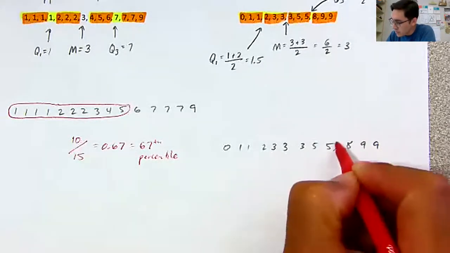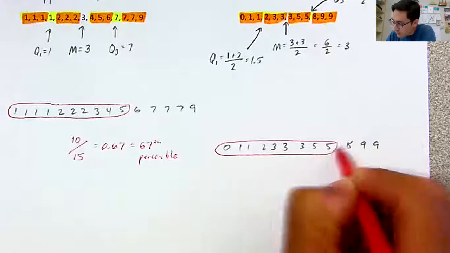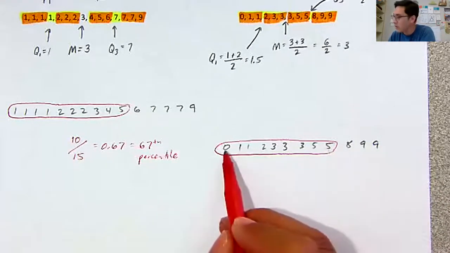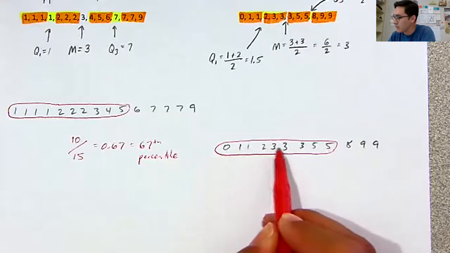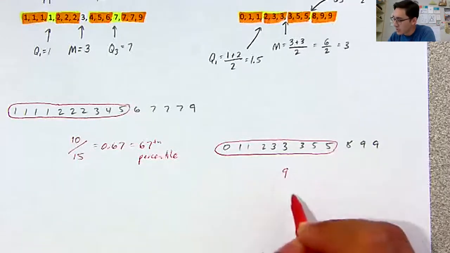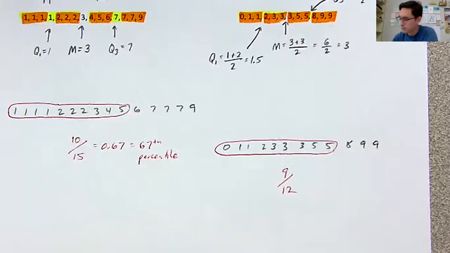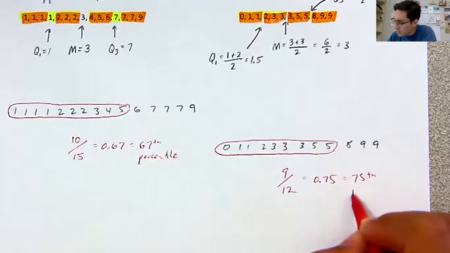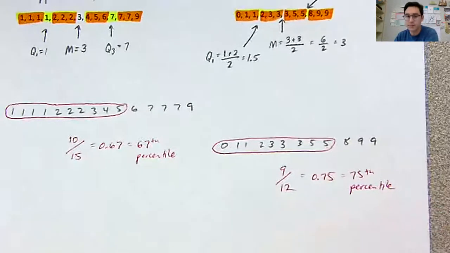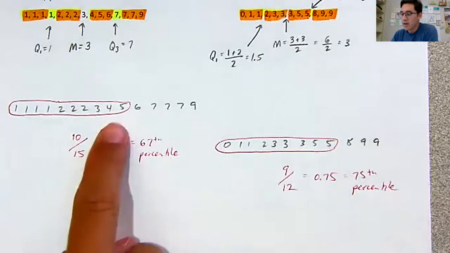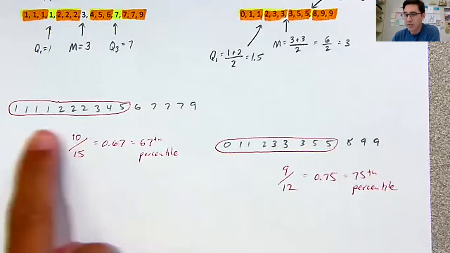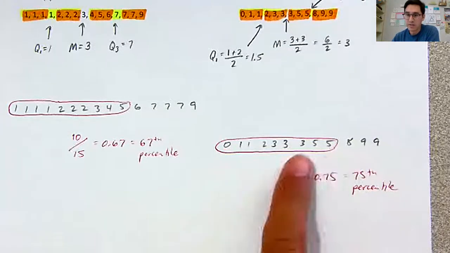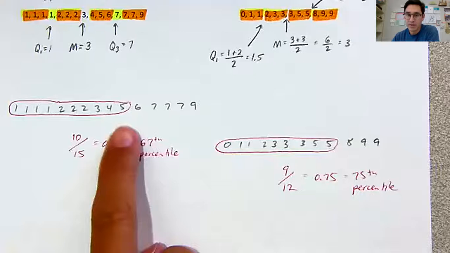Well, there are 2 5s, so we'll just look at all of them plus everything less than it. Okay. So the last 5 here is at the 1, 2, 3, 4, 5, 6, 7, 8, 9th position in a list of 12. Okay, and that's 0.75, which would be the 75th percentile. Okay. So we can say that a value of 5 ranks at the 67th percentile in the first data set, but would rank at the 75th percentile in the second data set. So 5 is a much higher value in this data set than it is in this data set.